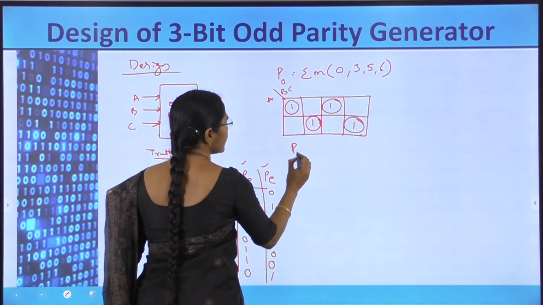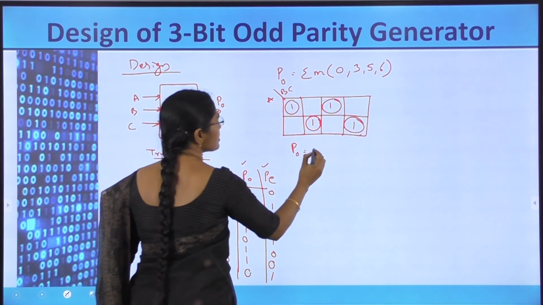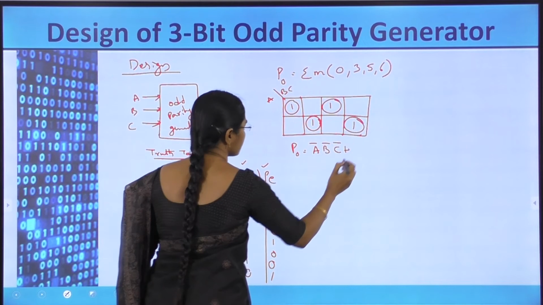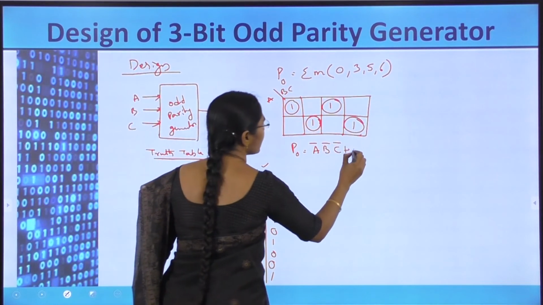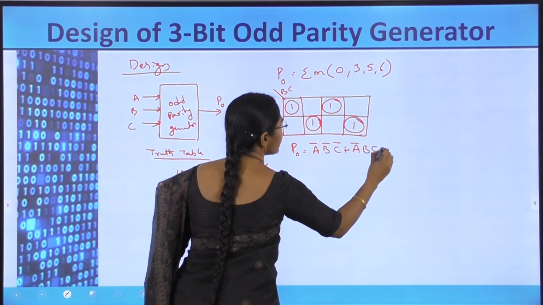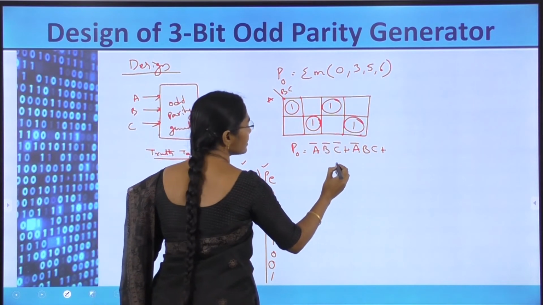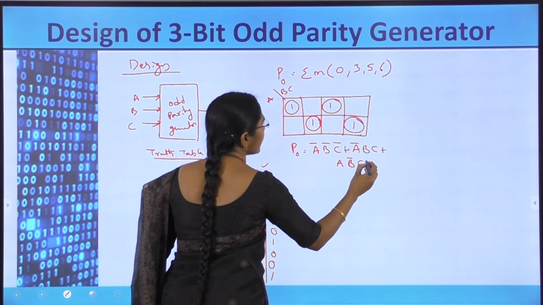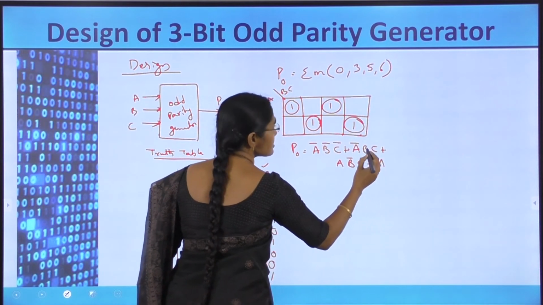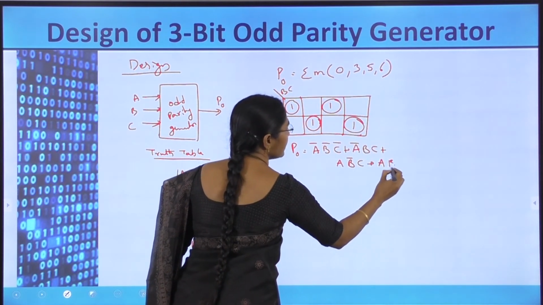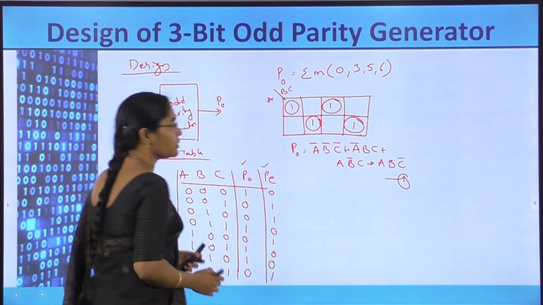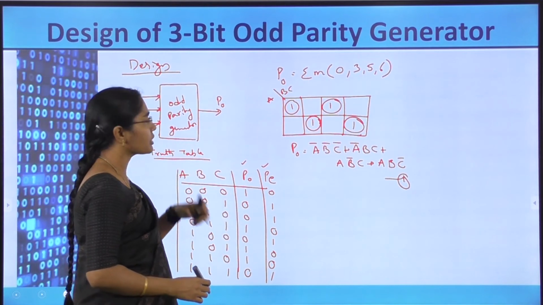Writing the expression directly in terms of these: 0 is A bar B bar C bar, plus 3 is nothing but 0 1 1, A bar B C, and 5 is nothing but 1 0 1, that is A B bar C, and 6 is 1 1 0, A B C bar. Take this as equation 1. This is the equation form of the representation of odd parity.